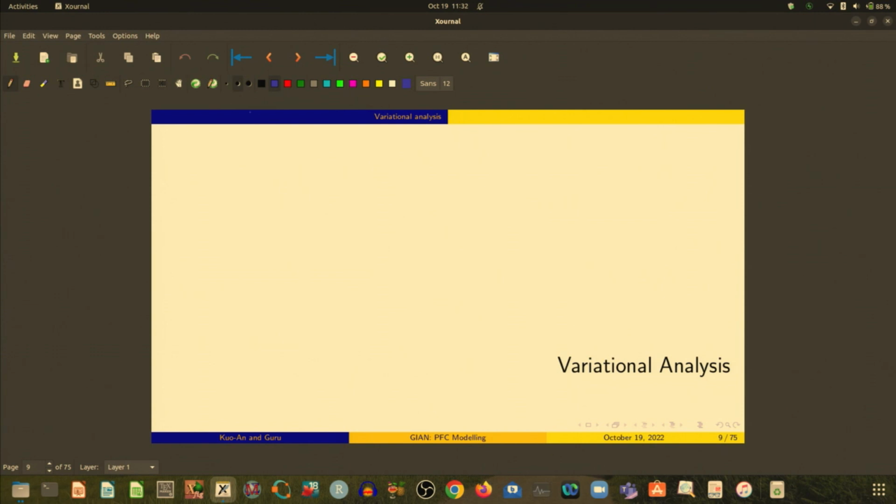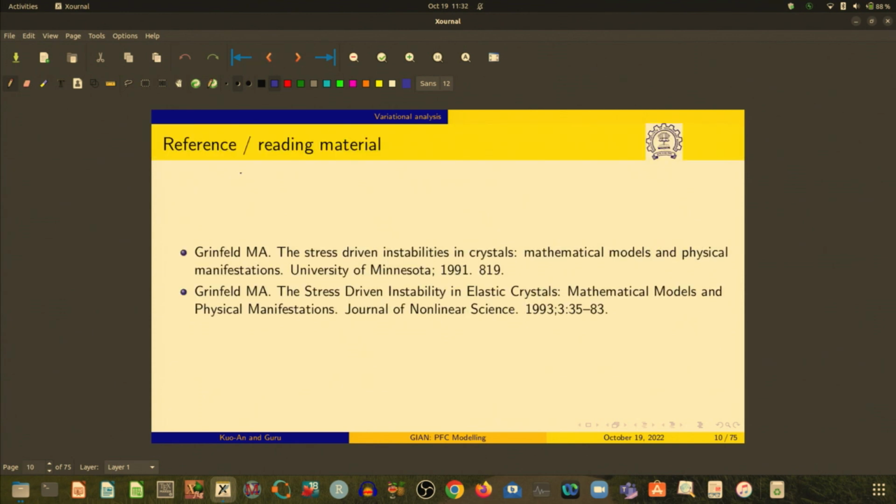Let us start with the variational analysis. And for variational analysis, I have two references, both from Grinfeld, and this is a very nice report from the University of Minnesota, the stress driven instabilities in crystals, mathematical models and physical manifestations. And long back in 96, 97, when I was looking at some of these things, you had to write to them and they would post you a hard copy. Okay. So, I had gotten a hard copy from University of Minnesota, but I think nowadays you can get this online, you can download this report.